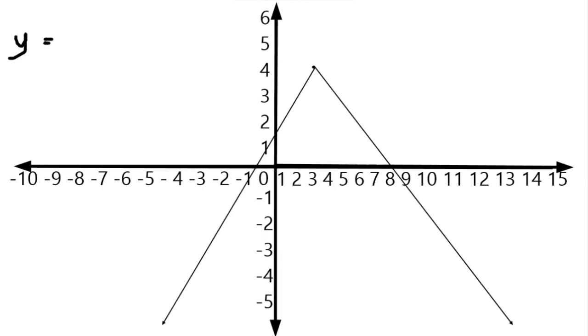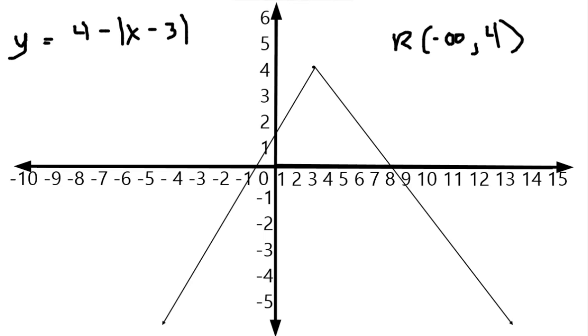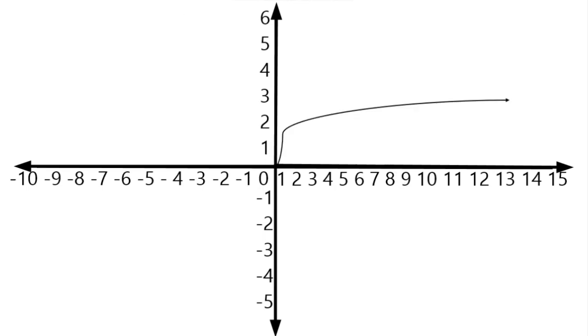Okay, now let's try this. This is in the downward direction. So therefore, we have a negative absolute value of x minus 3. So the range here is going to be negative infinity to the highest point, which is 4. We're going to use parentheses.